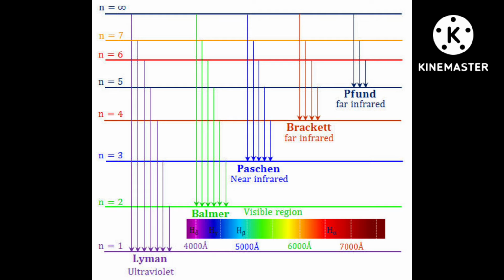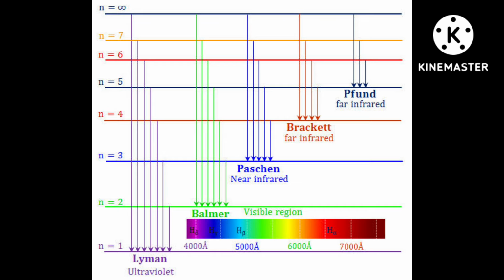Now, the third postulate: the frequency of radiation absorbed or emitted when transition occurs between two stationary states that differ in energy by delta E is given by nu equals delta E divided by h. I told you that between two energy levels, some energy gap will be there. Suppose one orbit has energy E1 and the other orbit has energy E2, then the difference of energy, E2 minus E1, is called delta E.